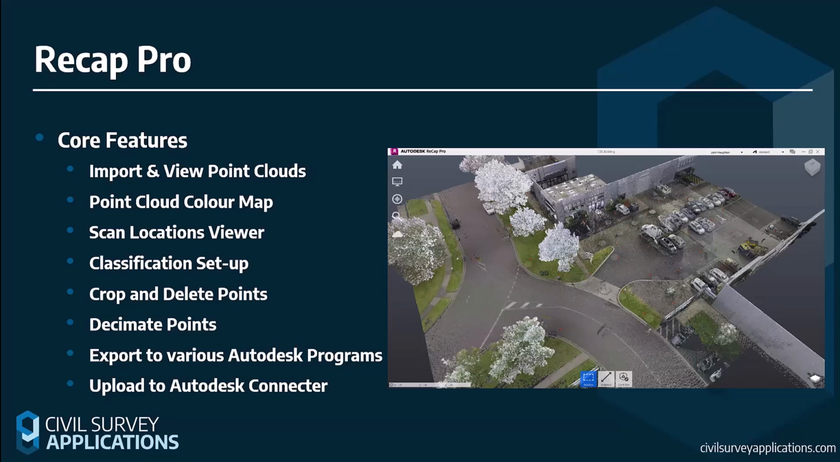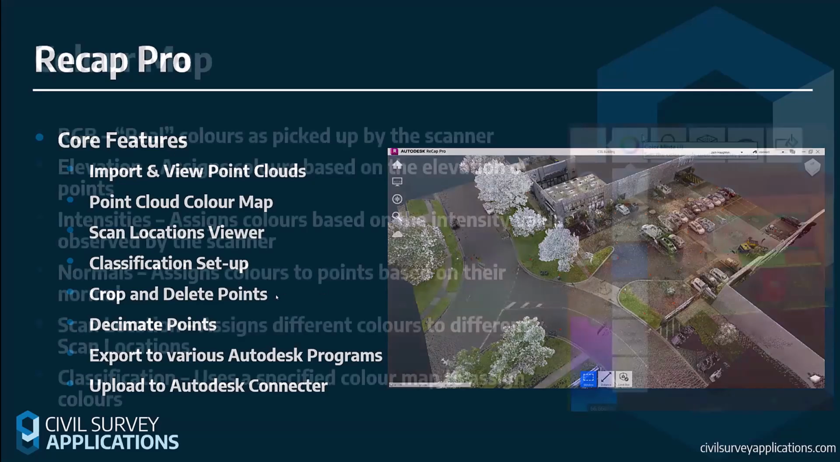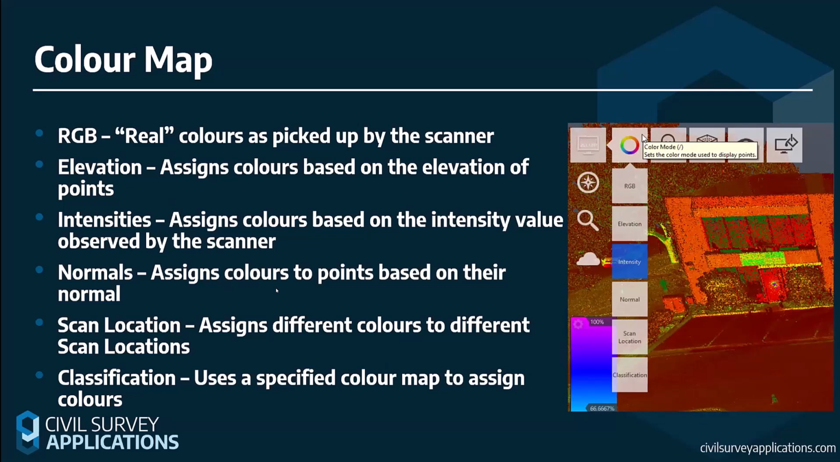Once you've done your pre-processing in Recap Pro, you're then going to want to actually build a surface, work with it, create points and that for drafting purposes. You would work in Civil 3D for that. I've gotten ahead of myself though. The color maps are where we're going to look next.